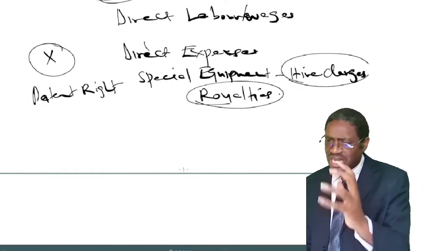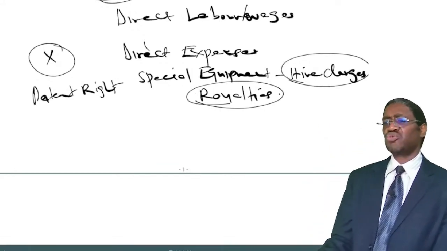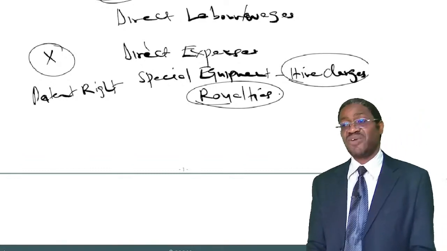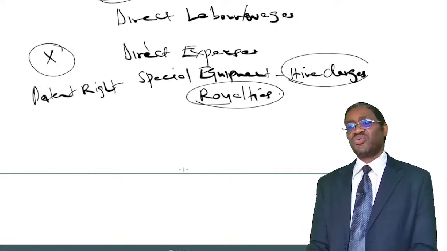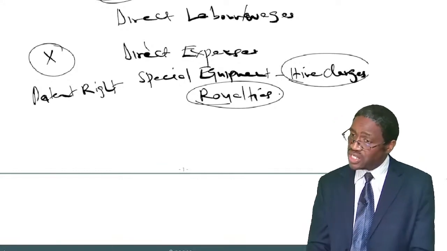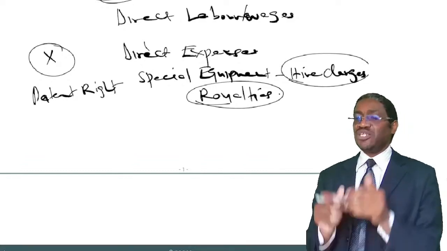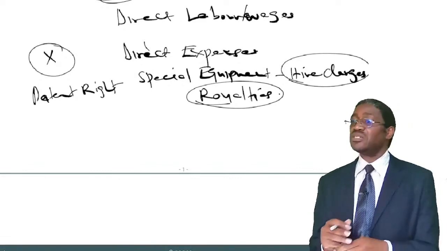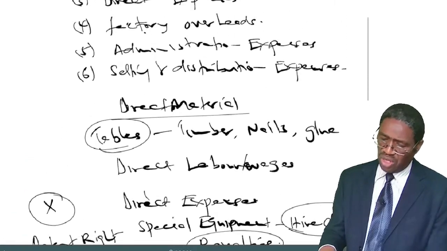It's the kind of expense that must be incurred to manufacture whatever you are manufacturing. So we are giving an example of hire charges for hiring a special equipment, and royalties that are paid to the owners of the patent right. Good. So that's all about that.